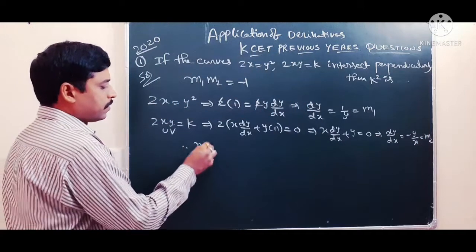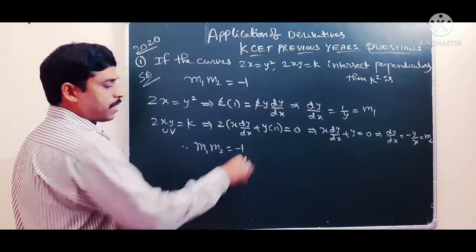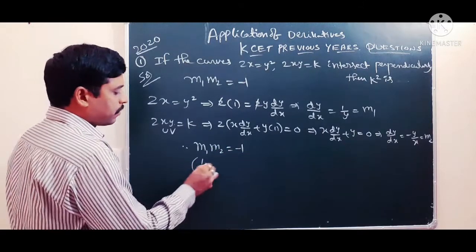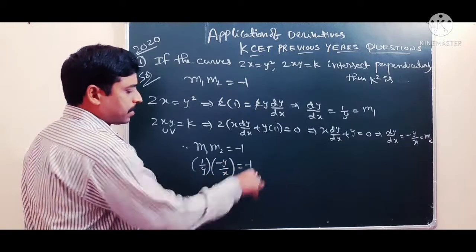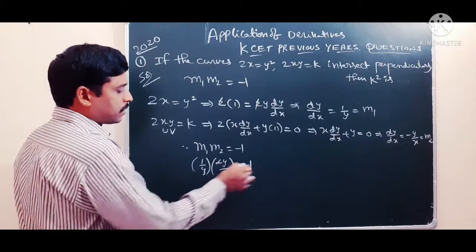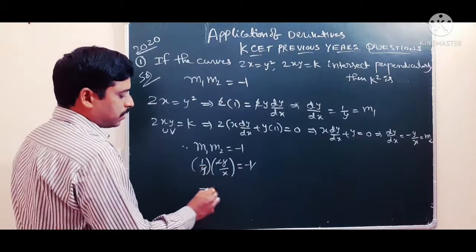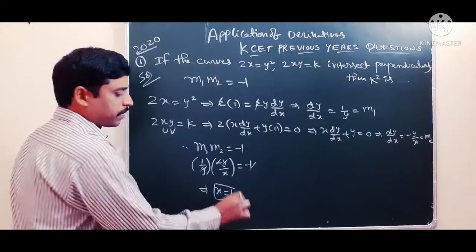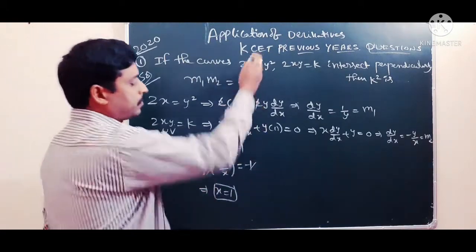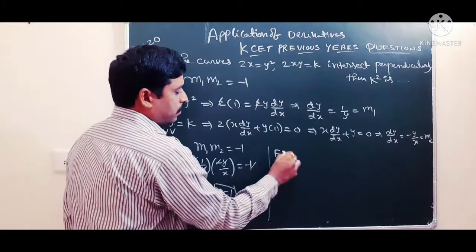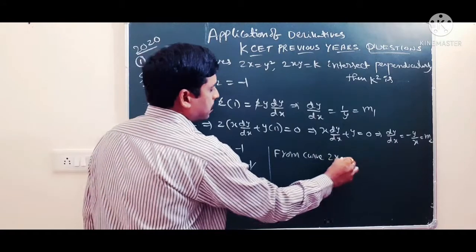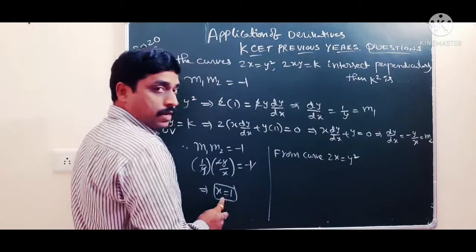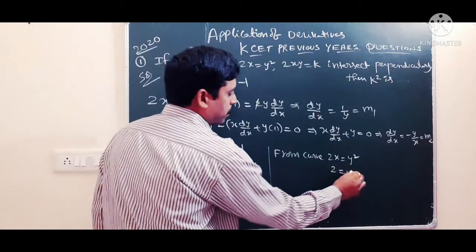Therefore, given M1 M2 equal to -1, where M1 is 1 by y into minus y by x, this will be -1. So the -1 gets cancelled as well as y. Therefore, x is equal to 1. So from the first curve, 2x is equal to y square. Substituting x as 1, 2 is equal to y square.